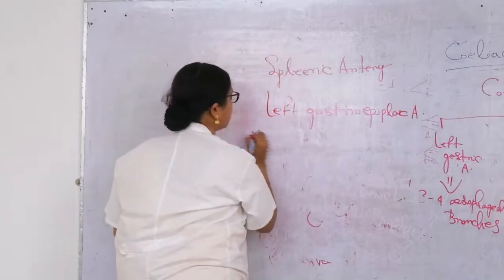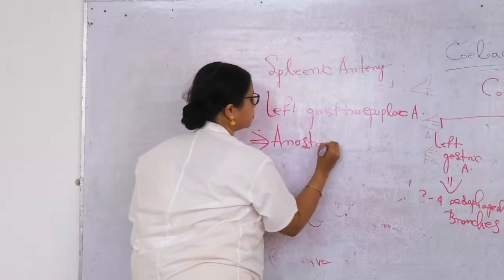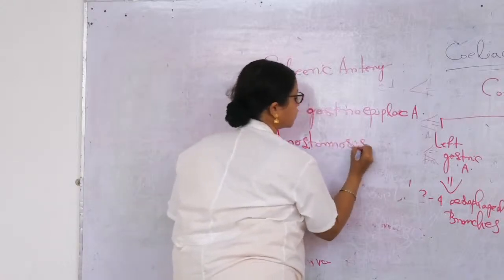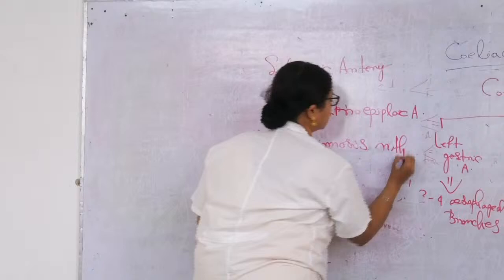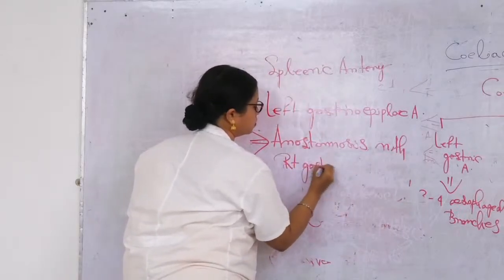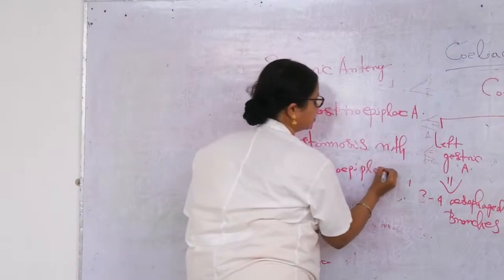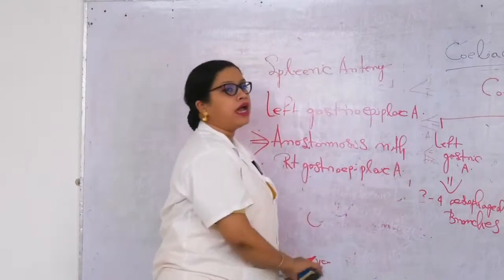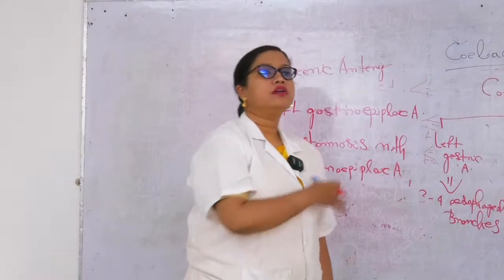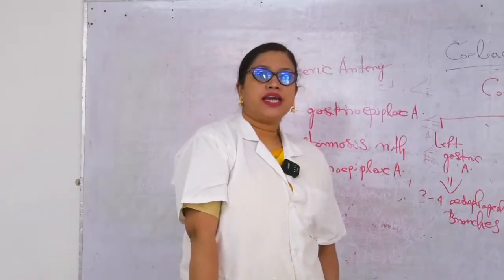Okay, so where will it supply? It will do anastomosis with the right gastroepiploic artery. Okay, and where will it be found? On the greater curvature. Okay, so this is about the celiac trunk.